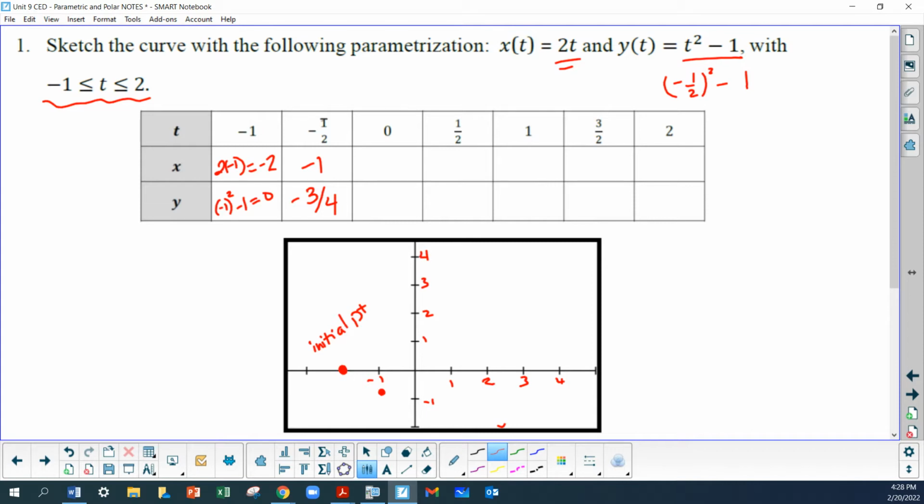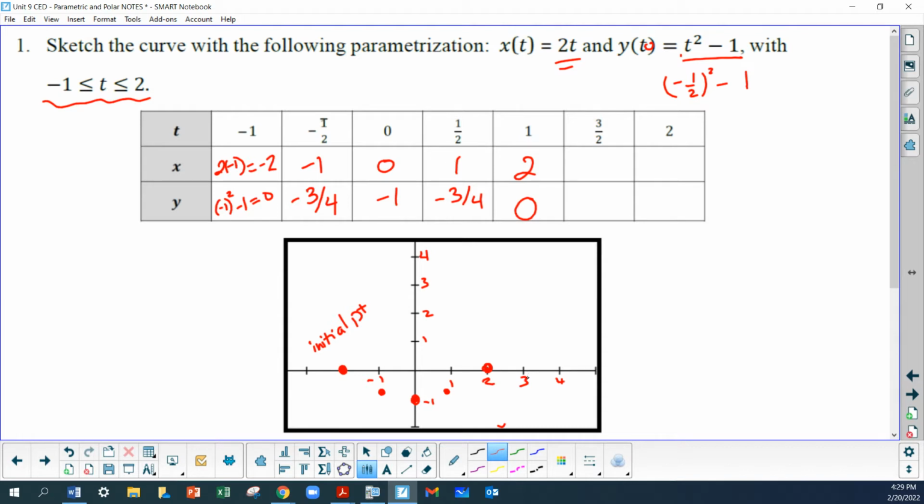All right. When we put in 0, this will be nice. We get out 0 for x. When I put in y of 0, looks like I get out -1. So 0, -1. When we put in a half, we get out 1 for x. When we put in a half, we're going to have a half squared, getting a quarter. Quarter minus 1 will give us -3/4 once again. So 1, -3/4. Putting in 1, we get out 2 for x. Putting in 1, we get out 0 for y. 2, 0. A little bit of symmetry to this.